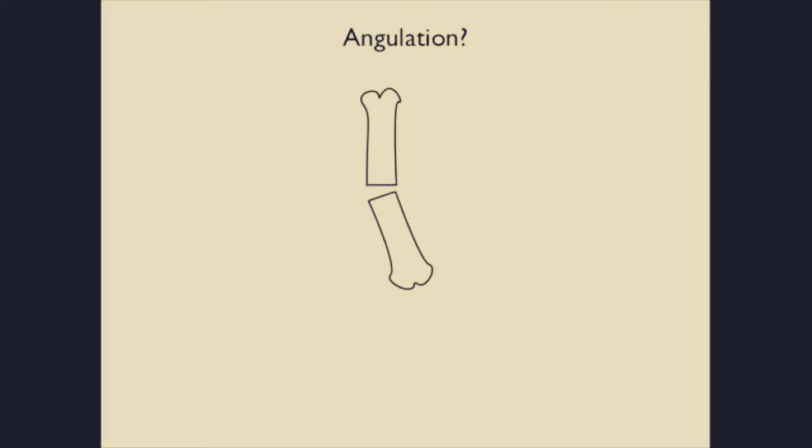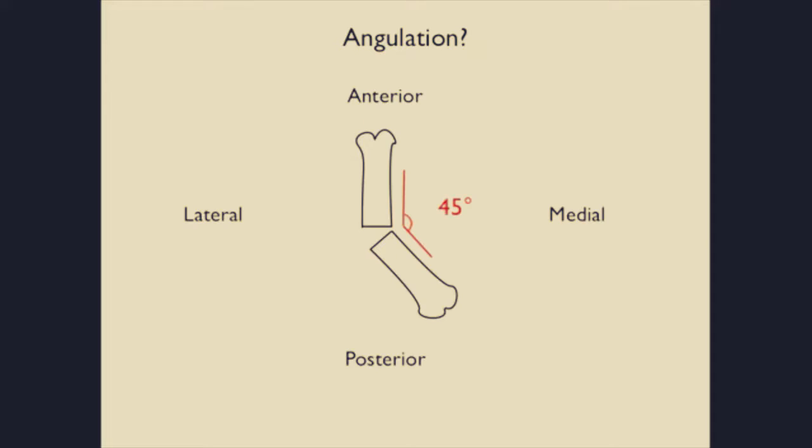Next is angulation, so the distal fragment having become angulated in comparison with the proximal fragment. Now you can describe this as anterior angulation or lateral angulation, but just remember in orthopedics there are more specific terms which may refer to specific joints in the body, for example the wrist, dorsal or volar angulation. So here we can see that the distal fragment has been angulated towards the medial aspect by approximately 45 degrees.